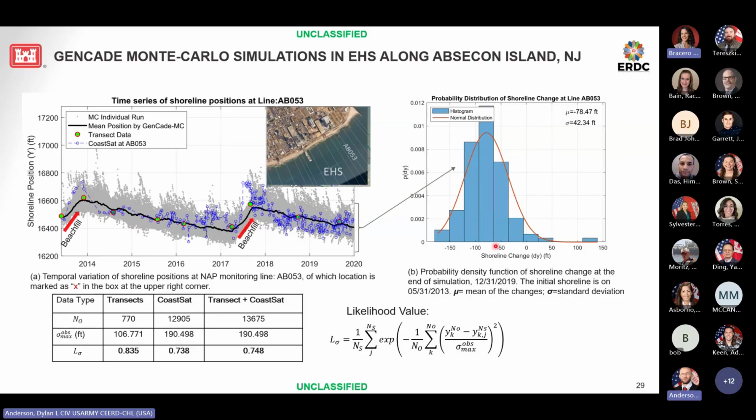So over on the right-hand side, this is an example where you can reach in at any one of these times and extract a probability distribution associated with where the beach might be at that time in the future.